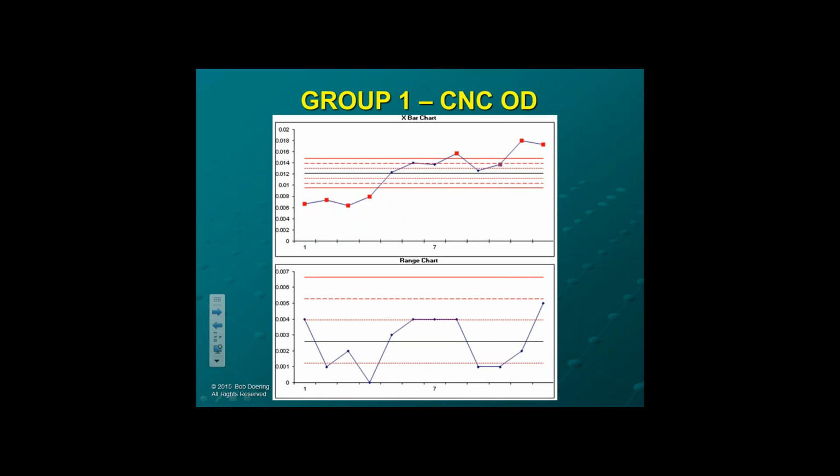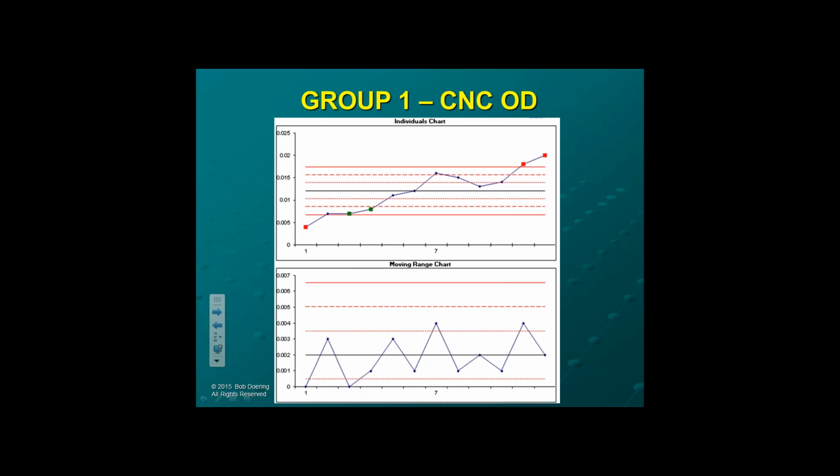Is it really that bad? Let's take a look at the individuals chart. It doesn't look quite as bad based on its control limit calculations, but still you have a trend, and still you have points that are out of control. So based on the X-bar and R chart and the individuals chart, both charts are saying this process is out of control. You need to do something about it.